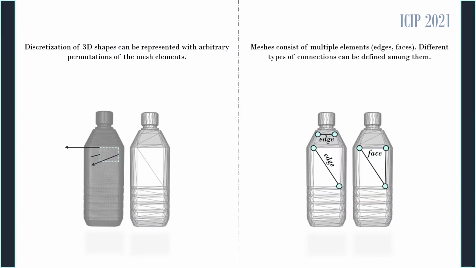Directly using mesh elements for shape analysis tasks in deep learning frameworks is non-trivial. Meshes are irregular. This irregularity is a virtue of the varying number of mesh elements with arbitrary permutations. Meshes also consist of multiple elements, and different types of connections may be defined among them. For example, a unit to a deep neural network can either be the faces or edges of a mesh, and different connections can be defined among them.